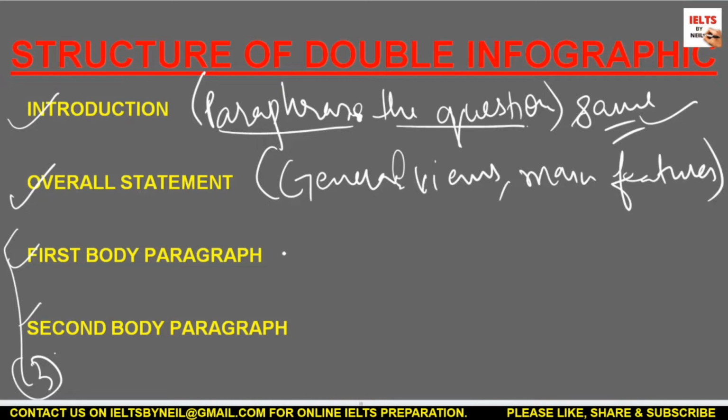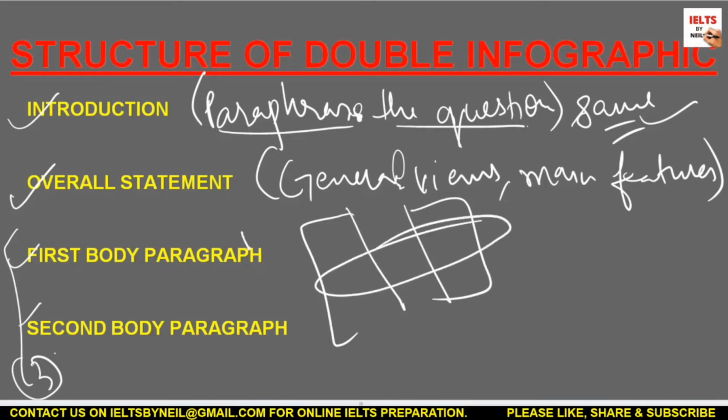Okay, and body paragraphs depend on the data. So if the data is given, you can divide it into 2 halves or 3 halves. Okay, and if you're dividing into 2 halves, you can write 2 body paragraphs. If you're dividing into 3 halves, you can write 3 body paragraphs. Okay, there's no such rule that you have to make 2 or 3 paragraphs in the body. It's up to you, whatever you are comfortable with.